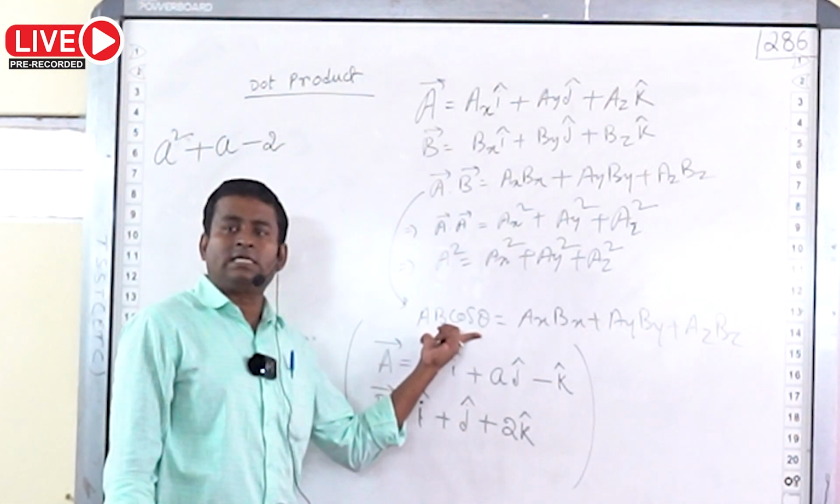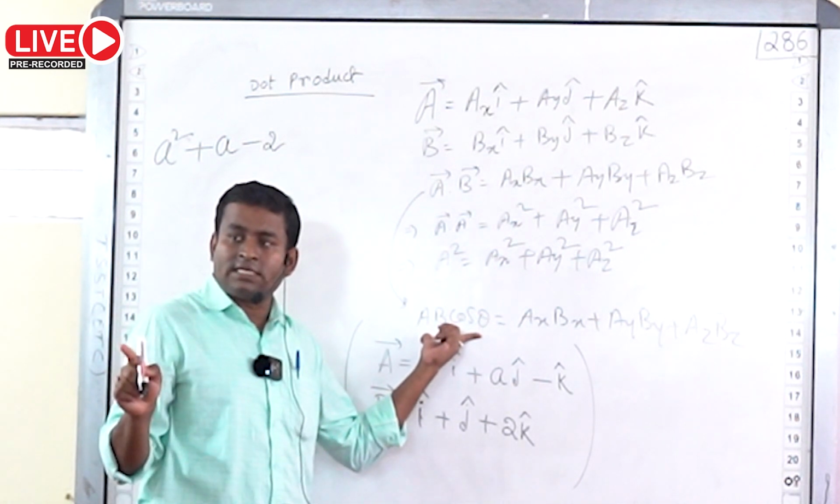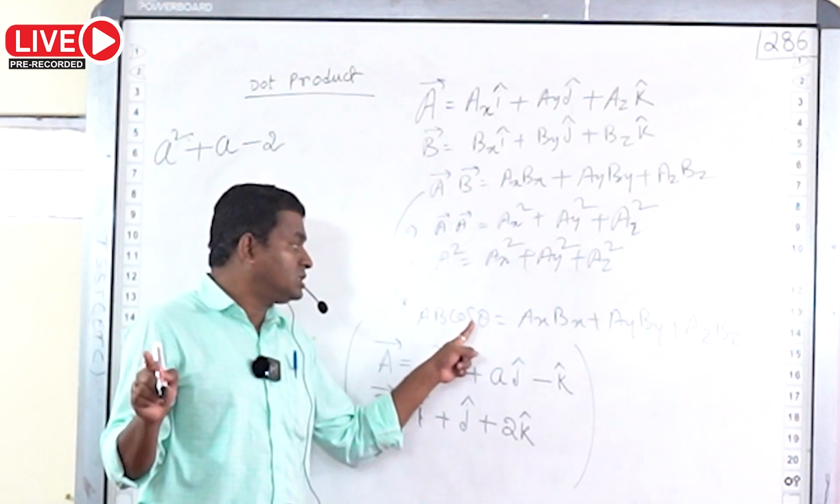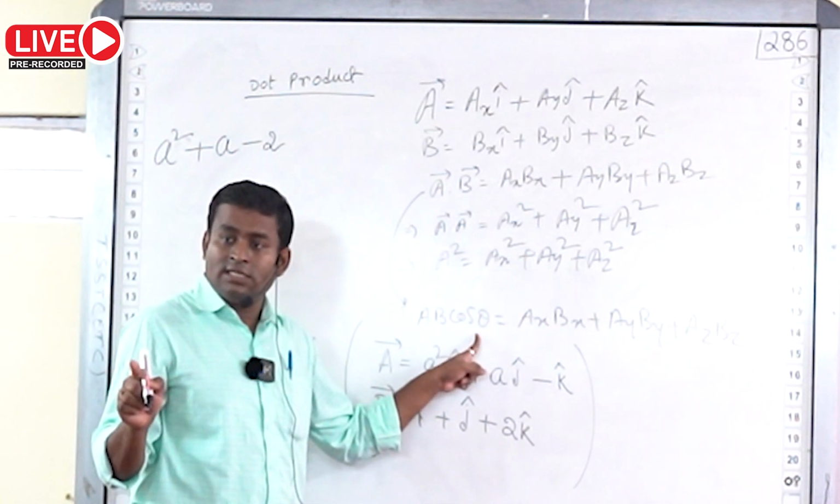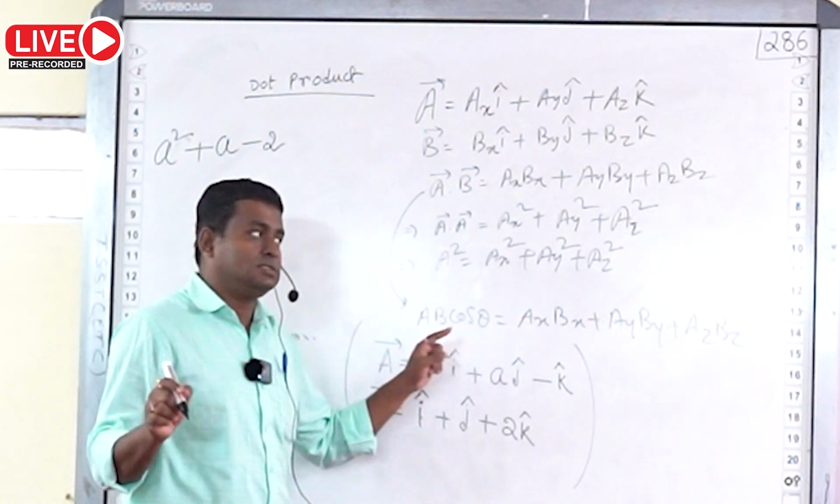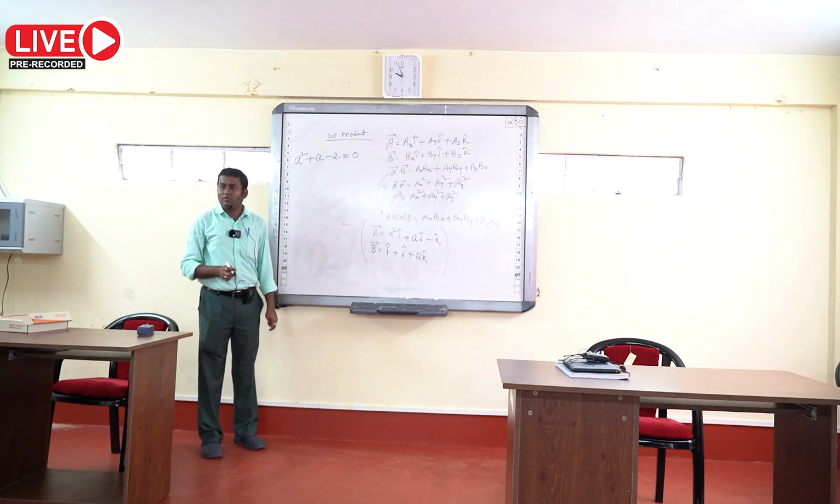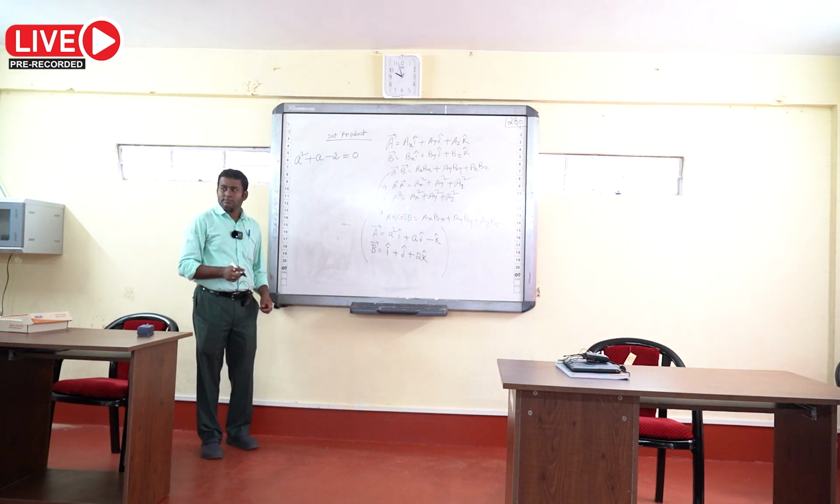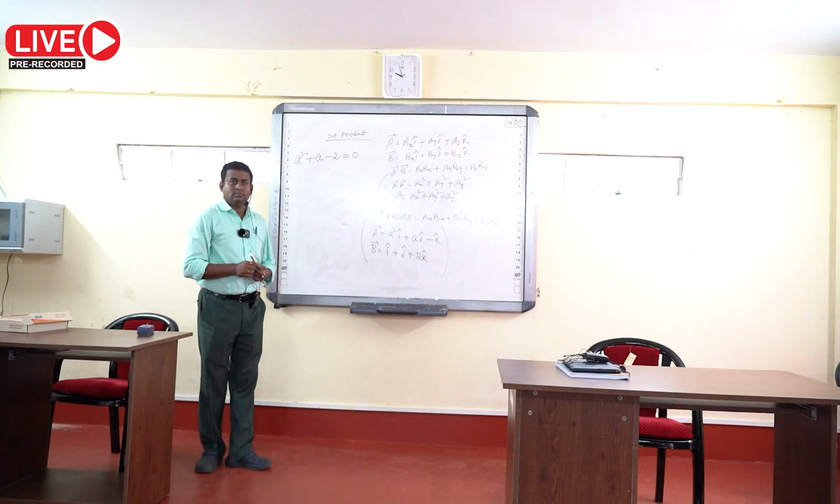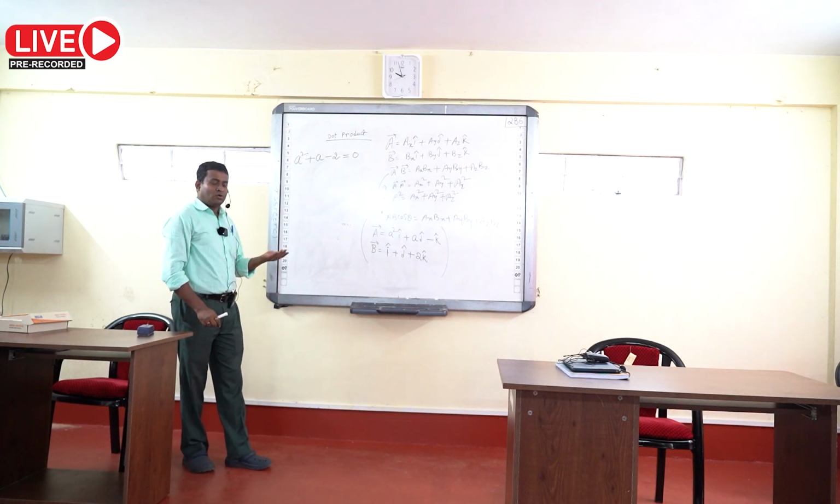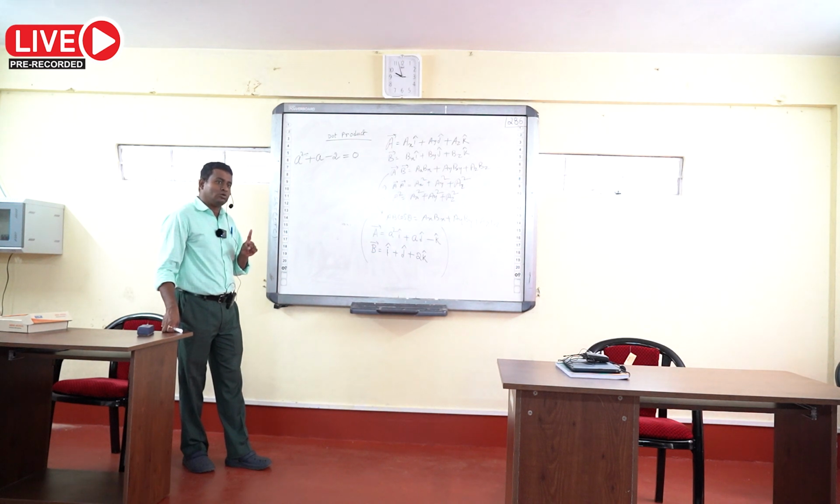And the other side of the product is AB cos theta. What is given? Vectors are perpendicular to each other. So theta becomes 90 degrees, and cos 90 will be 0. Two vectors are perpendicular as mentioned in the problem, so A dot B should be 0, because cos 90 is 0.